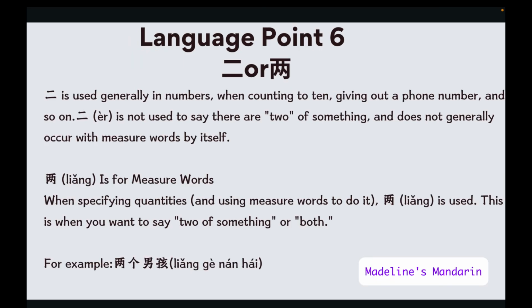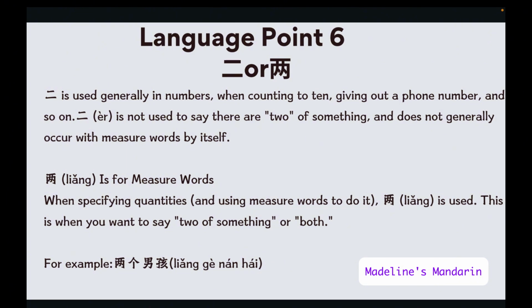We know number 2 is 二. 二 is used generally in numbers when counting to 10, giving out a phone number, and so on. 二 is not used to say there are two of something, and it does not generally occur with measure words by itself. 两 also means two. 两 is for measure words. When specifying quantities and using measure words to do it, 两 is used. This is when you want to say two of a thing or both.